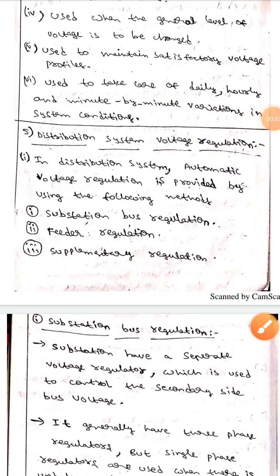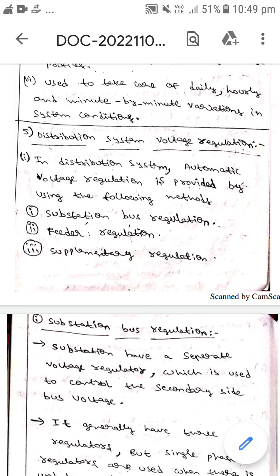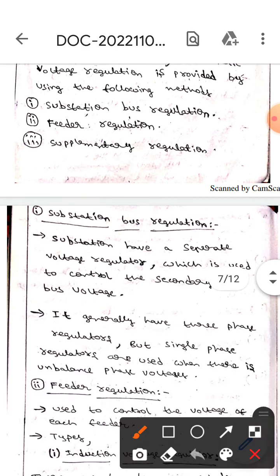Today we are here to discuss distribution system voltage regulation. So let's get into the topic. In distribution system, automatic voltage regulation is provided by using the following methods: substation bus regulation, feeder regulation, and supplementary regulation. Here the first one is substation bus regulation.